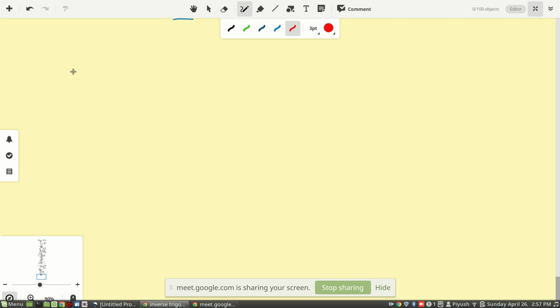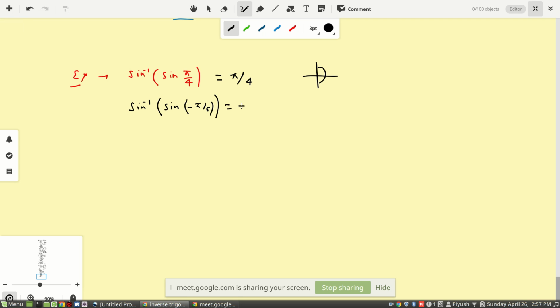I'm taking an example here. The question is sine inverse of sine pi by 4. If this is the question, then without thinking anything, we will say the answer is pi by 4, because pi by 4 is already in this region. In the same way, if I say sine inverse of sine of minus pi by 6, then we can simply say the answer is minus pi by 6, because this angle also already lies in this region. So that is not a problem.